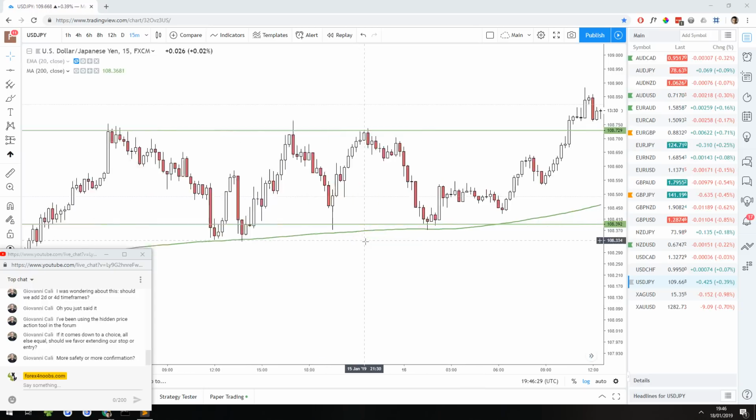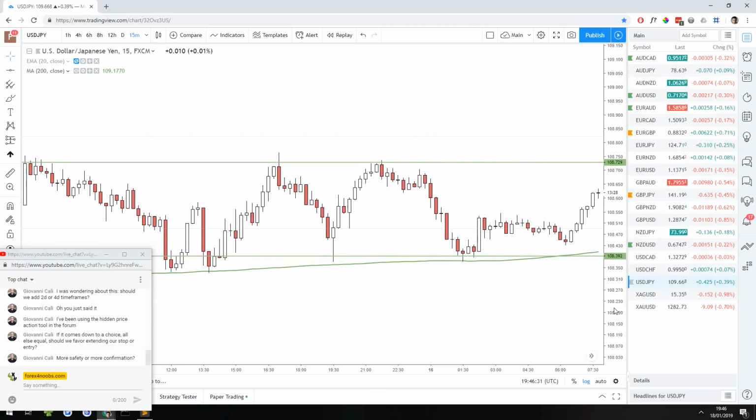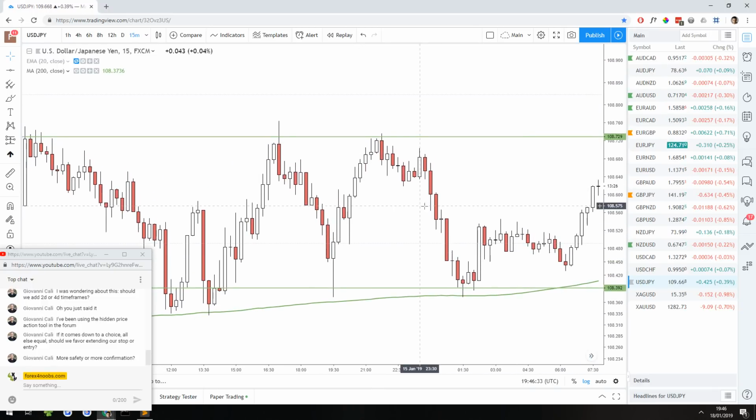Now, you're going to find when you're trading lower time frames, the lower you go, the messier things are going to get, and the more difficult it's going to become to enter trades.